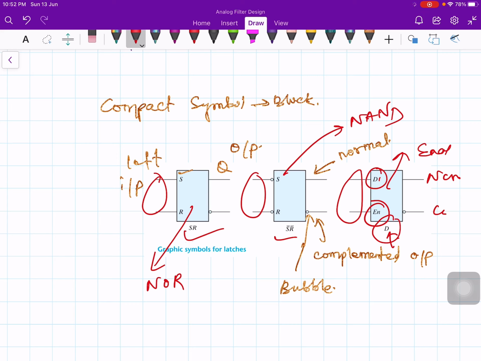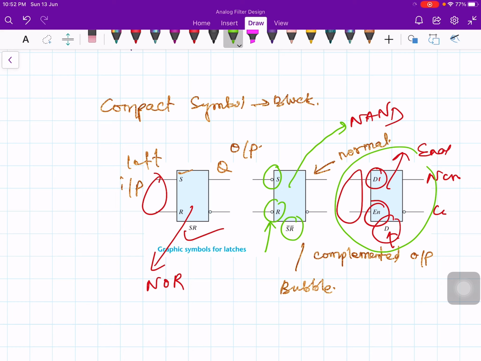But if you look, there is one small difference here. In the case of the SR latch constructed using NAND gates, look at the input here. The input is also bubbled. That means the input is complemented, right? So that's why you have S bar and R bar written here. In the input also the bubbles are added to indicate that setting and resetting occur with the logic 0 signal. And this is the graphic symbol for the D latch. The D latch has inputs D and EN, and EN indicates enable.